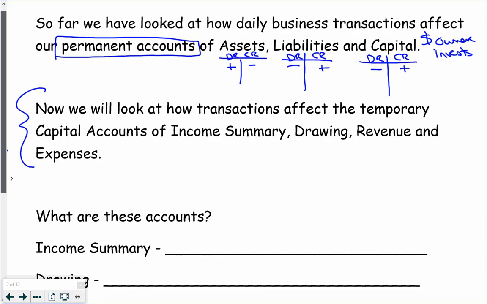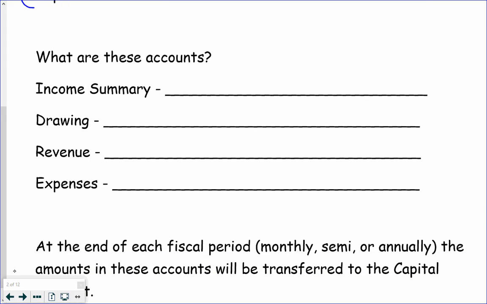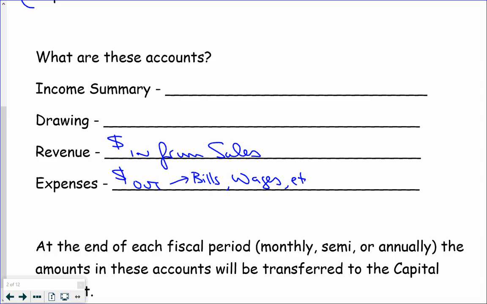So just to go through this with you and explain to you. Again, revenue is money in from sales. Expenses is money out, for example, bills, wages, utilities, that kind of thing. Drawings, what drawings are, let me see if I remember this. Drawings is the owner takes out money for a personal expense.